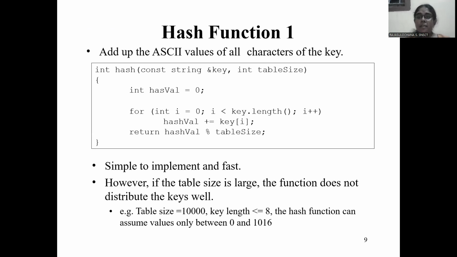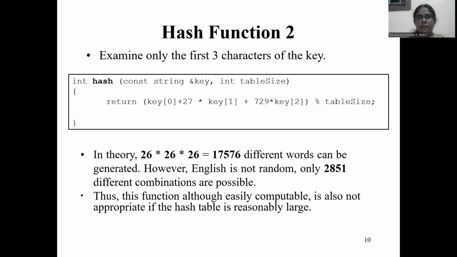When the table size grows large, this function does not distribute the keys evenly. For example, assume the table size is equal to 10,000 and the key length is less than or equal to 8. It means the hash function we have proposed here can assume values only between 0 and 1016.